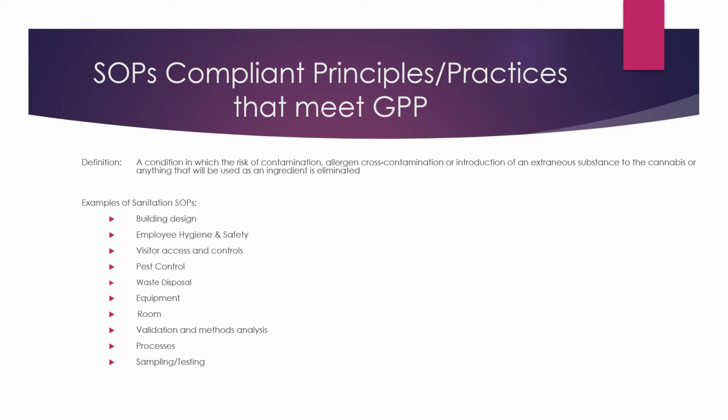So examples of areas for the element of sanitation would be building design. How is your building designed? Is it designed to allow traffic flow and product flow that avoids contamination? How about utilities? Are utilities installed in such a way that the design allows for access and cleaning? And how is the heating and ventilation system? Does the building design allow for proper heating and ventilation?